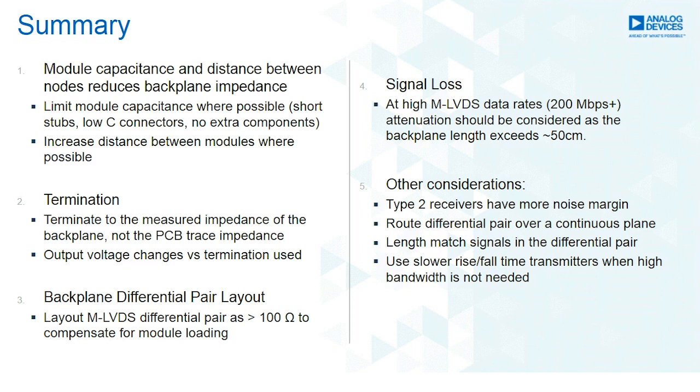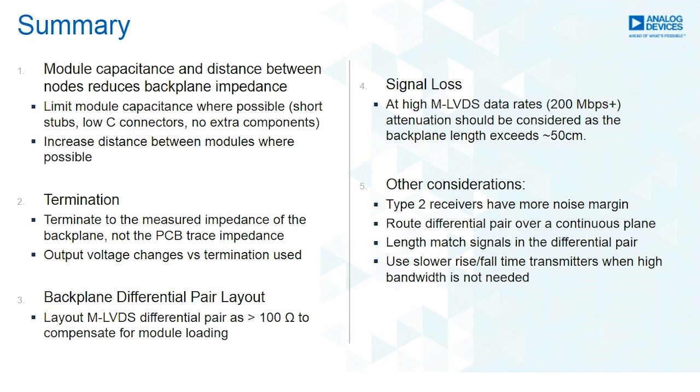Regarding termination, you should terminate the backplane to the measured impedance of the backplane, not to the PCB trace impedance. And just important to remember that the output voltage will change with the termination used. To try and compensate for some of these loading effects, you can lay out the M-LVDS differential pair with a higher impedance than 100 ohm, going as high as 130 ohm. And on the signal loss end, at higher M-LVDS data rates, maybe 200 megabits per second plus, you should start to consider the attenuation of the signal as the backplane length starts to exceed half a meter.